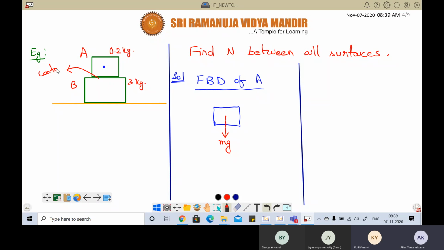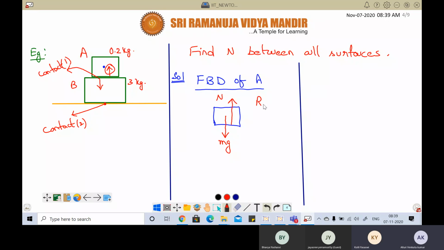Here there is contact, let's say contact 1, and another contact is contact 2. Now at contact 1, A will push B downwards and B will push A upwards. So therefore this force we should draw. So that means this is normal.